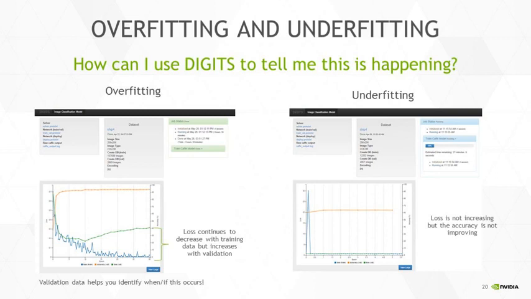Also underfitting. So maybe your loss isn't decreasing or your accuracy has flatlined and things aren't going well. You can use DIGITS to visualize that too and say, okay, this is not going well. I'm going to abort or stop my training and go back to my network configuration, try and make some adjustments, or maybe I'm just going to try adjusting my learning rate.